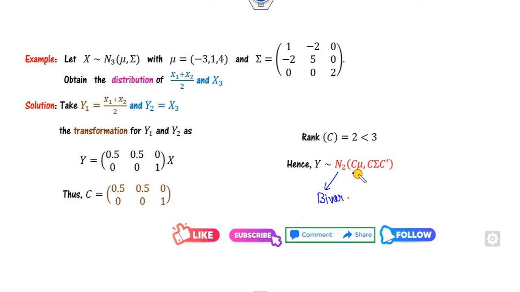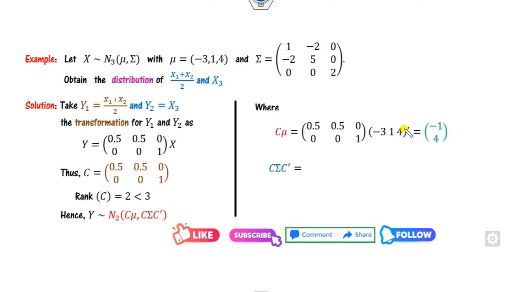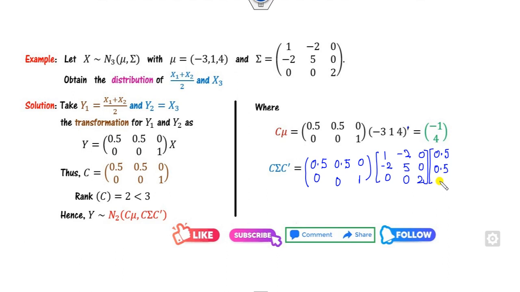Now your target is to find the C nu. C is here, mu will be minus 3, 1, 4. Fine. So if you multiply them, you will get minus 1 and 4. Similarly, C sigma C transpose: C is 0.5, 0.5, 0, 0, 0, 1, sigma is 1, minus 2, 0, minus 2, 5, 0, 0, 0, 2, into the transpose. What is the transpose of this? 0.5, 0.5, 0, 0, 0, 1. Now you can easily multiply them.